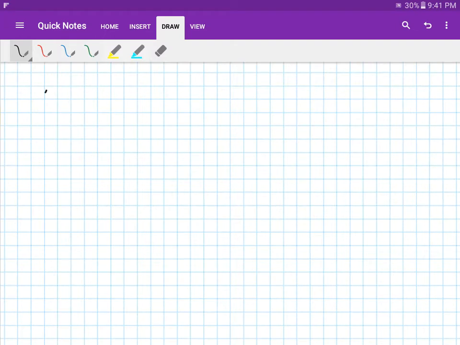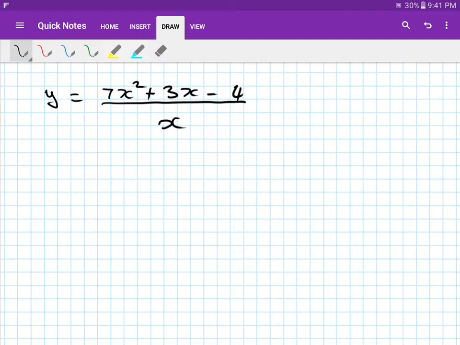Let's say y is equal to 7x squared plus 3x minus 4, all over x. So to differentiate this, I simplify first. I break it up, so it makes my life easier. Of course, at the moment, that's what we do. We just break it up.